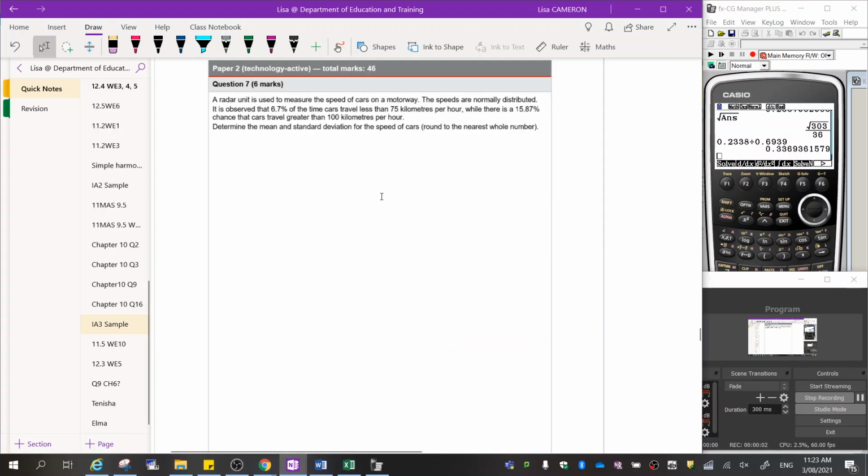Okay, a radar unit is used to measure the speed of cars on a motorway. The speeds are normally distributed. It is observed that 6.7% of the cars travel less than 75 kilometres per hour, while there is a 15.87% chance that the cars will travel greater than 100 kilometres per hour. Determine the mean and standard deviation of the cars to the nearest whole number.